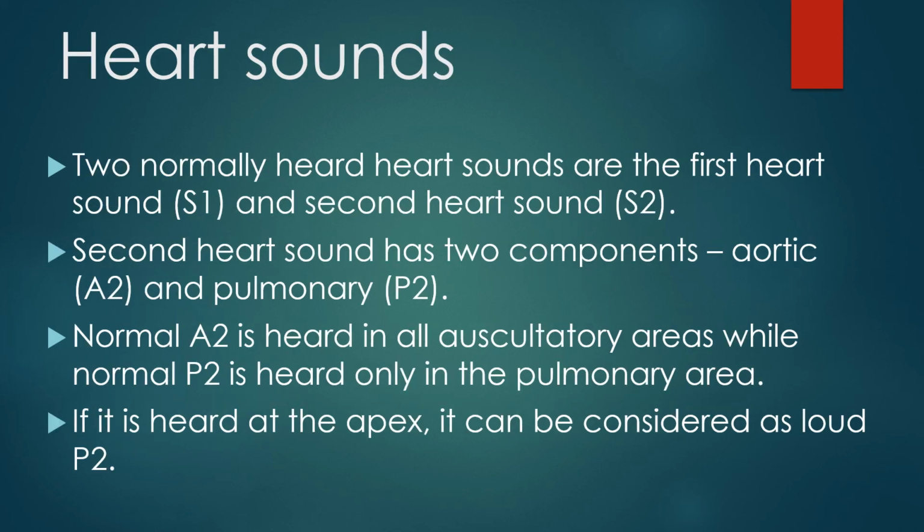Now we move on to the heart sounds. Two normally heard heart sounds are the first heart sound and second heart sound. Second heart sound has two components, aortic and pulmonary, A2 and P2. Normal A2 is heard in all auscultatory areas, while normal P2 is heard only in the pulmonary area. If P2 is heard at the apex, it can be considered as loud P2.